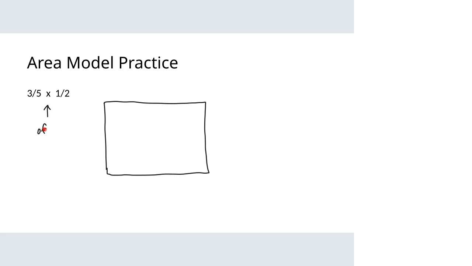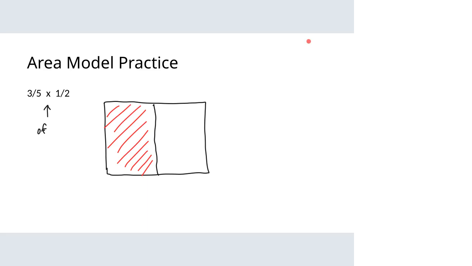So the first thing I'm going to do is cut this in half. You don't have to cut it any of the certain directions. You could cut it either way. Maybe you cut yours horizontally. That's okay. And then I want to shade 1/2. So there's half of my rectangle.